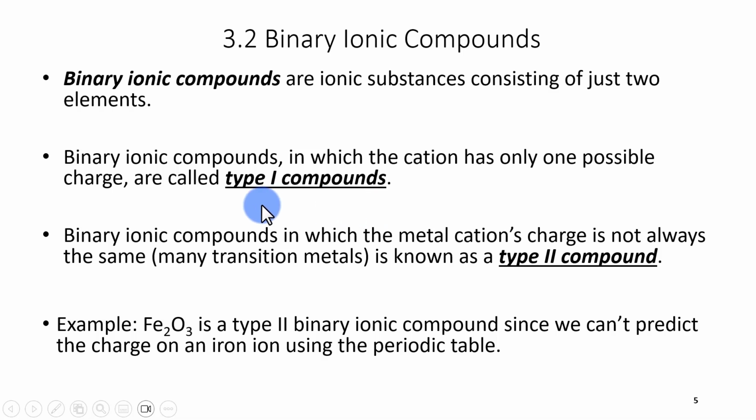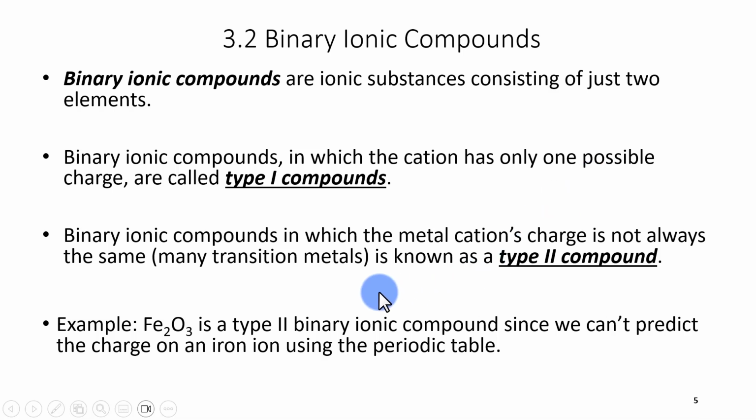Type 1 binary ionic compounds are those compounds in which the cation is formed from a metal that only has one possible charge and no other. These are called type 1 compounds. Typically group 1, group 2, and just a few others that we will mention shortly here are type 1 compounds. They only form one charge, one positive charge.